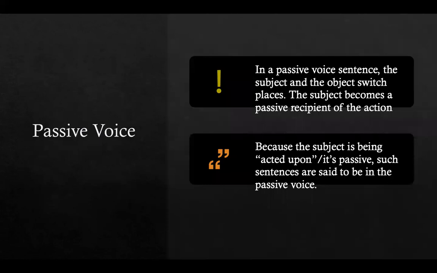So passive voice. In a passive voice sentence, the subject and the object switch places. The subject becomes a passive recipient of the action. The subject is being acted upon. If I'm saying something twice, that probably means it's going to be a quiz question.